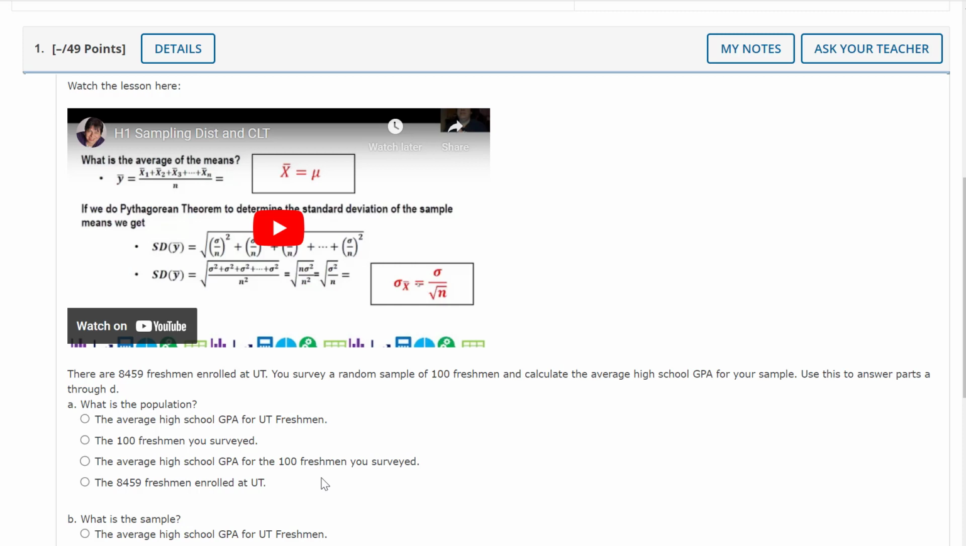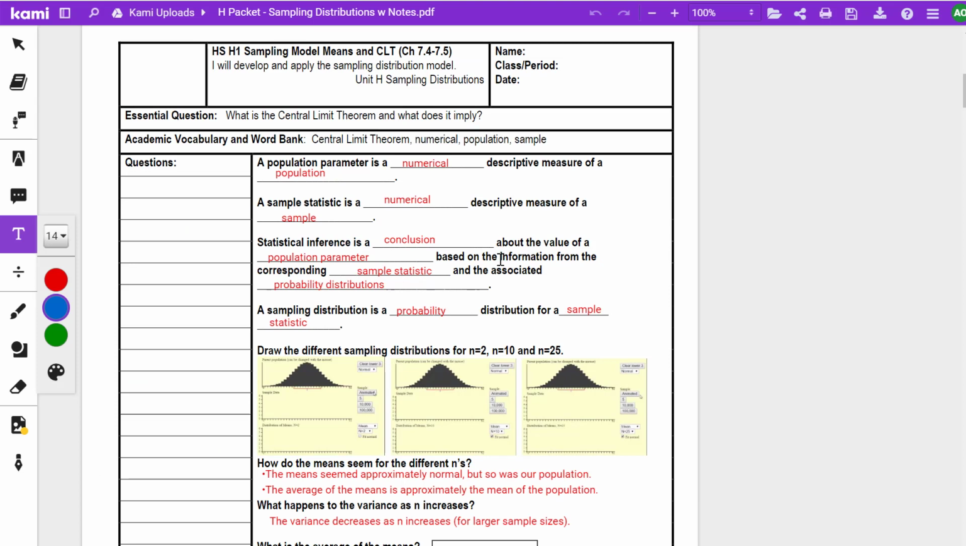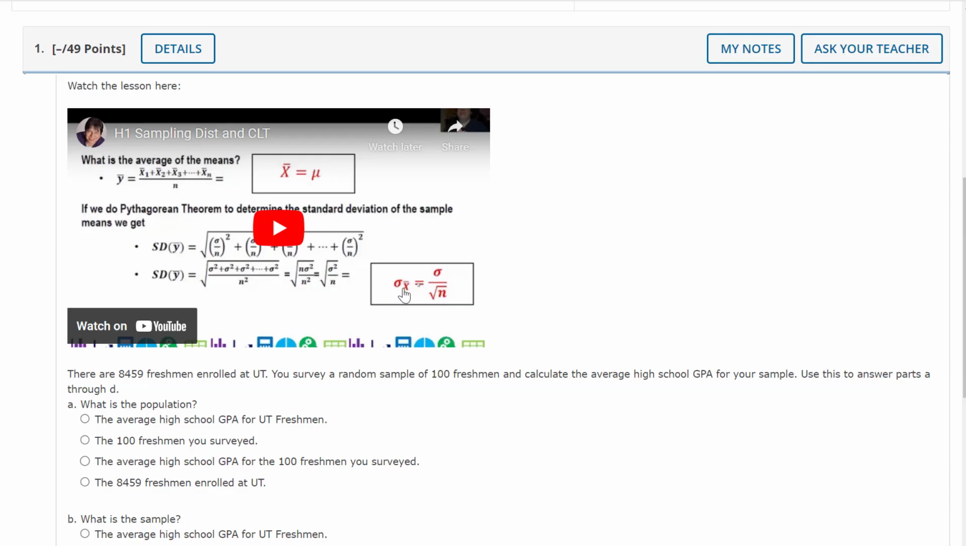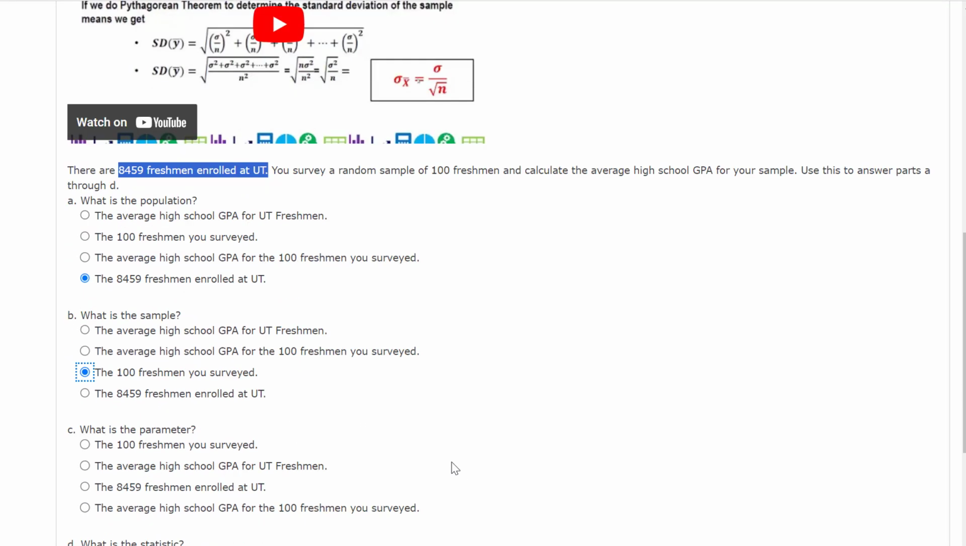So what is the population? Well, the population is everyone. Based on the information, it doesn't really describe population, but we kind of learned that on day one. Population is everyone. So we are trying to infer about the 849 freshmen enrolled at UT. So that's our population. What is a sample? Well, that would be the people you surveyed, so the 100 freshmen you surveyed.